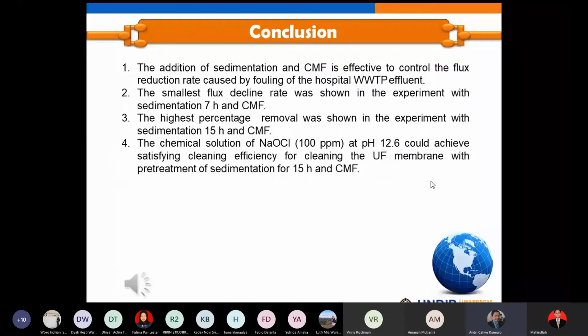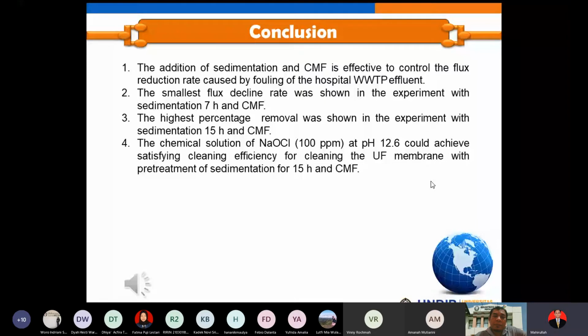Conclusion. From the discussion before, we can get a conclusion on this topic. The addition of sedimentation and cloth media filtration is effective to control the flux reduction rate caused by fouling of the hospital wastewater treatment plant effluent. The smallest flux decline rate was shown in the experiment with sedimentation 7 hours and cloth media filtration. The highest percentage removal was shown in the experiment with sedimentation 15 hours and cloth media filtration.